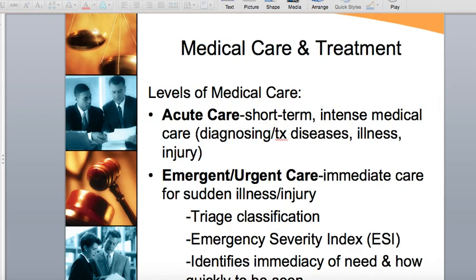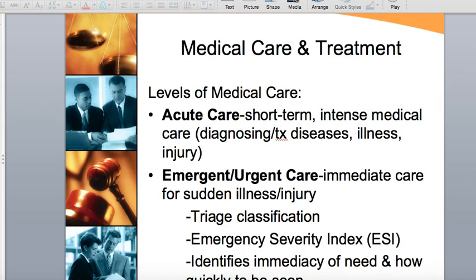So one area is acute care, which is considered short-term, intense medical care. It involves diagnosing of a disease as well as illness and injury. Another level of care is emergent or urgent care, which is immediate care for sudden illness or injury. Oftentimes, this care is triaged, meaning classified in terms of importance and who needs to be seen and in what time frame for what type of illness. One method that's used to do a triage is the Emergency Severity Index, the ESI.